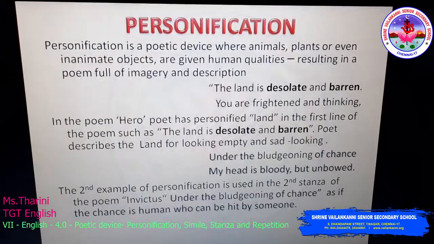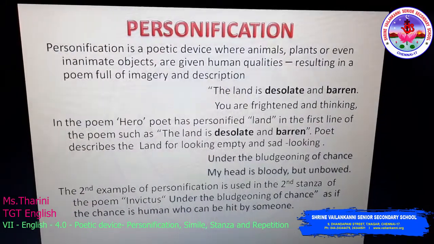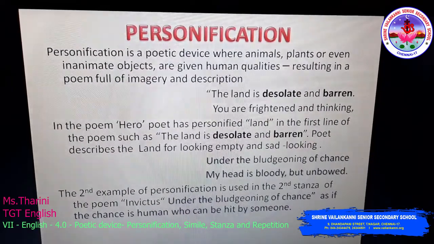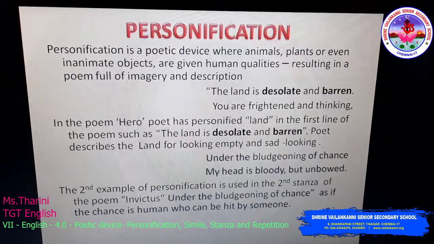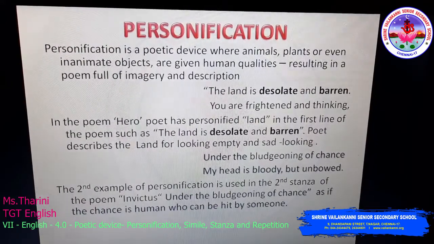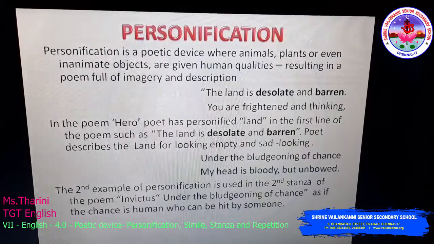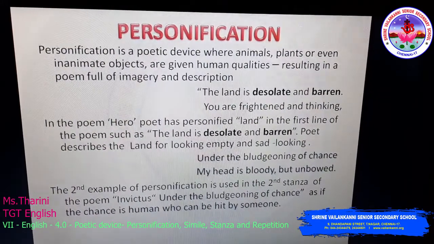Personification. What is personification? It is a poetic device where animals, plants, or even inanimate objects are given human qualities, resulting in a poem full of imagery and description. For example, the land is desolate and barren.